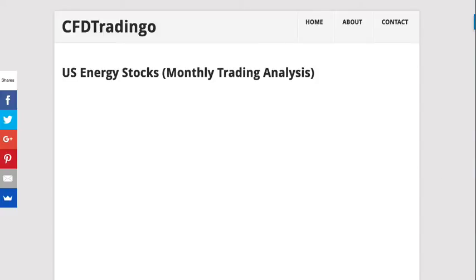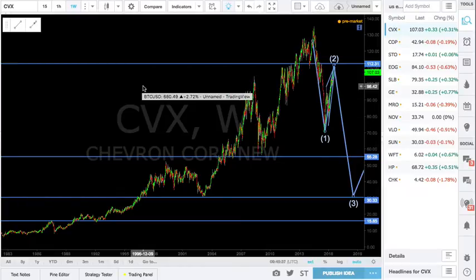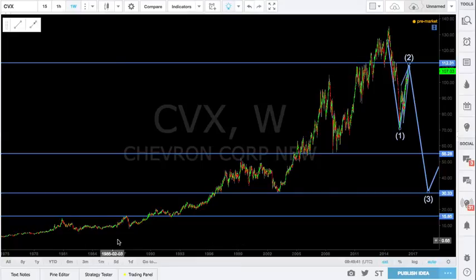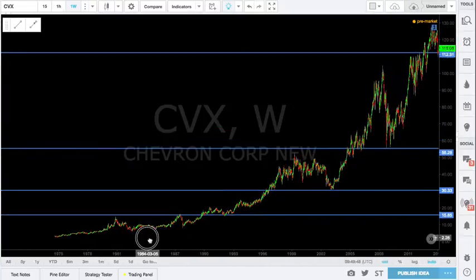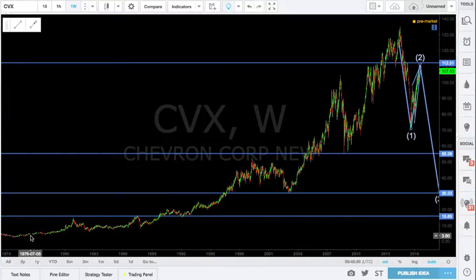Okay, so let's make a start. So we've got here Chevron. As you can see here, this is on the weekly time frame. You can see the long term going way back, Chevron was trading right down here at $3.50, right?